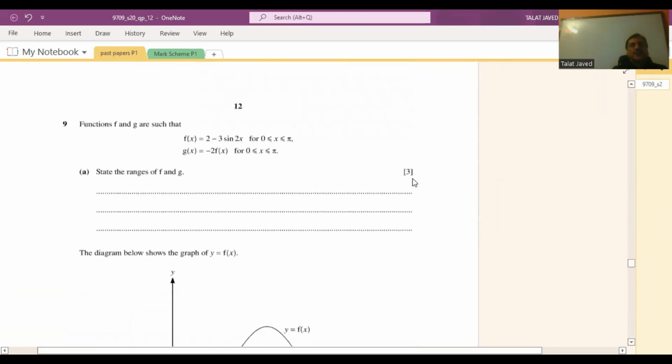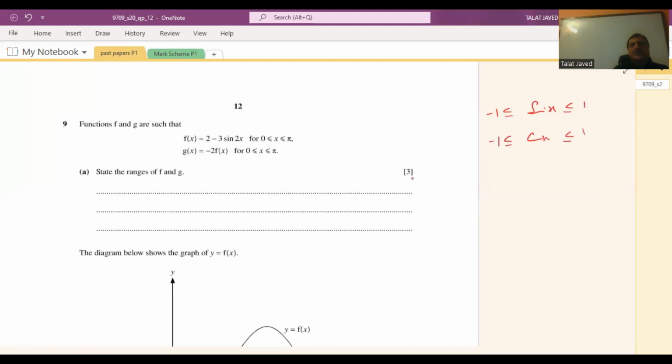Now question number 9 of trigonometry. Find the range of the function. So from here we find the ranges. We know that sine x is less than or equal to 1 and greater than or equal to minus 1, and also cos x is less than or equal to 1 and greater than or equal to minus 1.